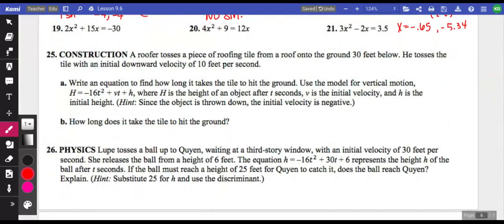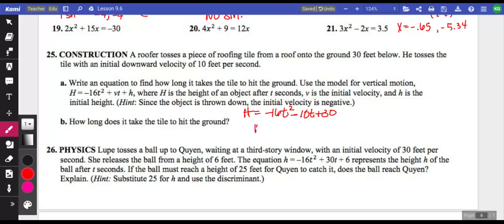A roofer tosses a piece of roofing tile from a roof onto the ground 30 feet below. He tosses the tile with an initial down velocity of 10 feet per second. Write an equation to find out how long it takes the tile to hit the ground. Use the model for vertical motion. H is the height of the object after t seconds, v is the initial velocity, and h is the initial height. So we're going to have h equals -16t squared minus 10t plus 30.